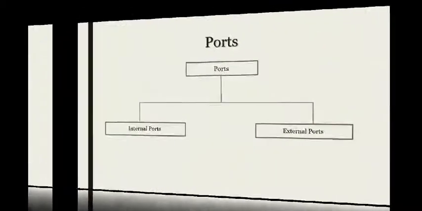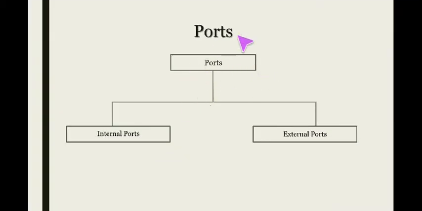Okay, ports. Ports are of two types, internal ports and external ports. A computer port is a connection point between a computer and an external or internal device. Internal ports connect devices such as hard disks and CD drives and so on. External ports connect devices such as modems, printers, pen drives and so on.